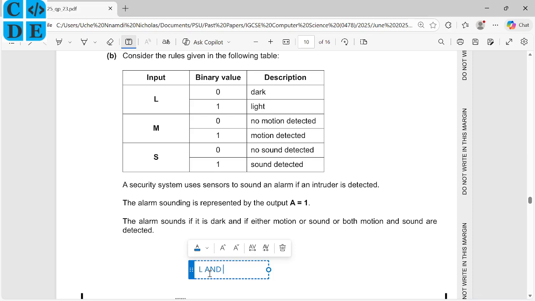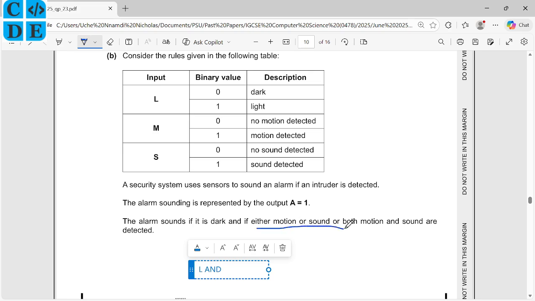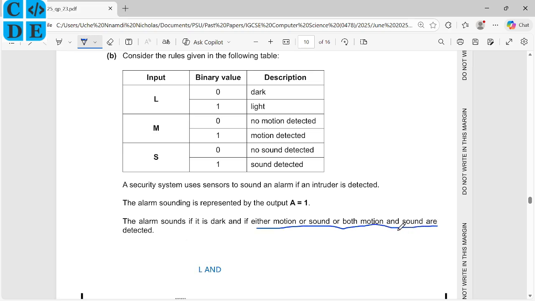And if either motion or sound. Now take note of that description. Either motion or sound, or both motion and sound are detected. So this description as a whole describes the behavior of the OR gate. So whether M or S, any of them being present will give you a 1. You understand? Okay, so we're going to write this here.